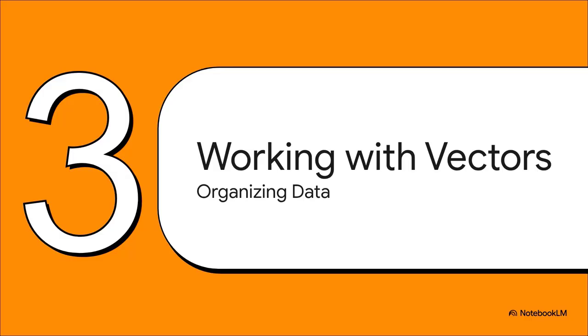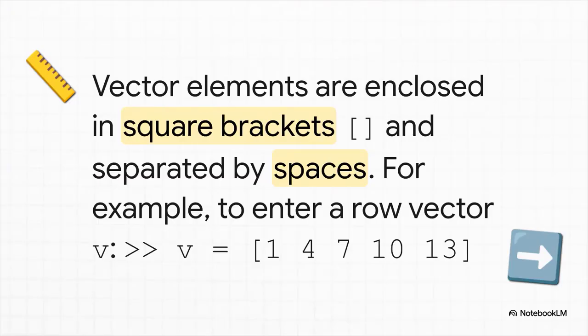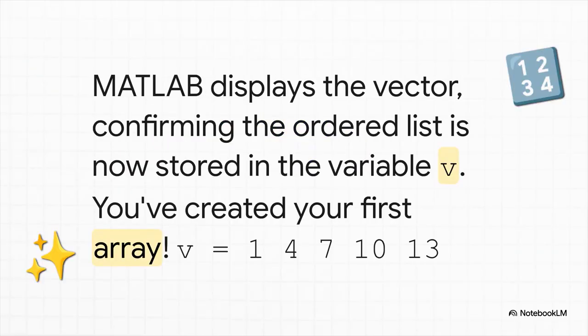So let's take that first step up from a single number. A vector is basically a one-dimensional list. Think of it like a single row or a single column in a spreadsheet. This is how we start to handle sets of data instead of just one value at a time. And creating one is super easy. You just start with a square bracket, type out your numbers with spaces between them, and then close it off with another square bracket. Right here, we're making a row vector called v that has 5 different numbers in it. Once we press enter, Matlab shows us exactly what's stored in v. It's not just a single number anymore, it's an ordered list. And just like that, you've created your very first array.